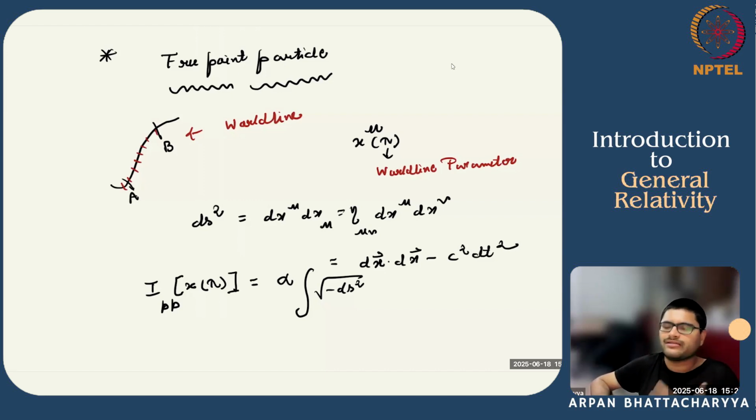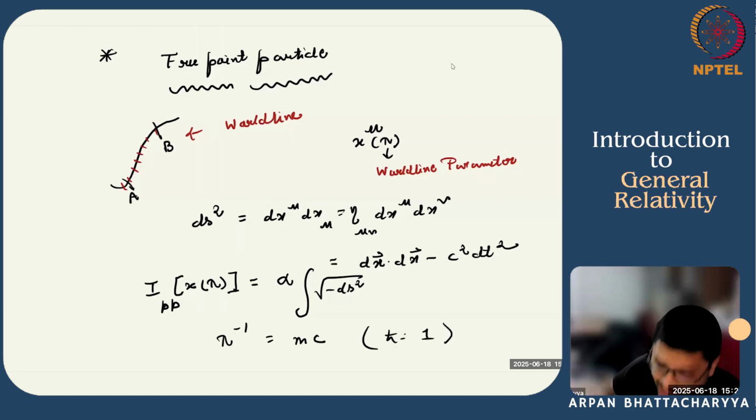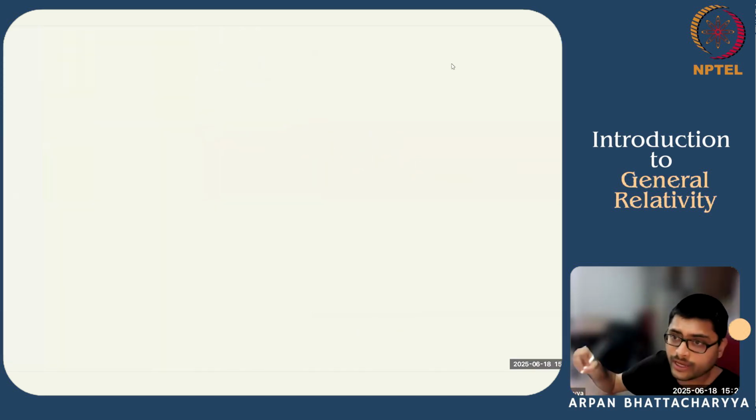And what is the natural quantity associated with the point particle which has dimension of inverse length? It is the reciprocal of the Compton wavelength, right? The reciprocal of the Compton wavelength in units of h bar equal to 1 is nothing but m times c, mass of the particle times speed of light. So alpha must be proportional to this m times c.